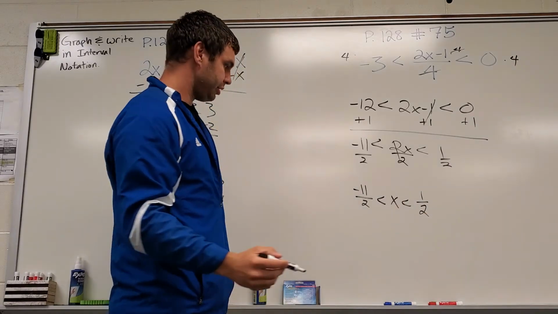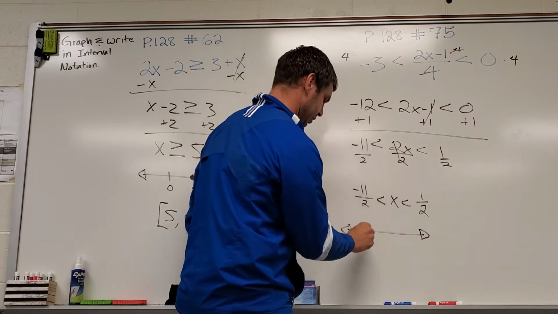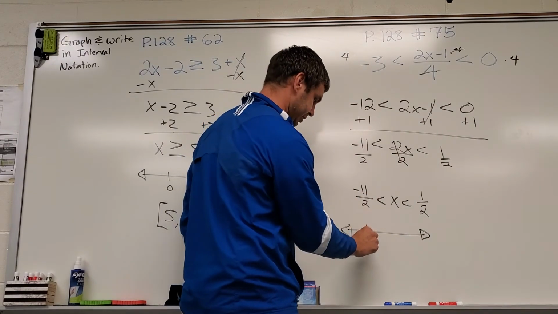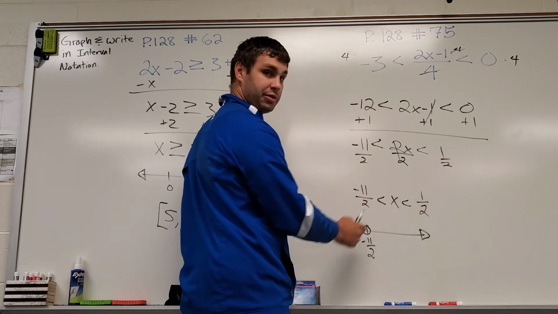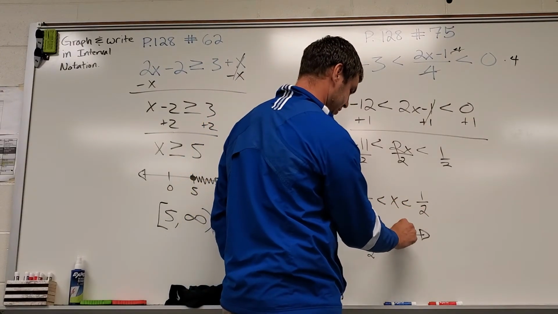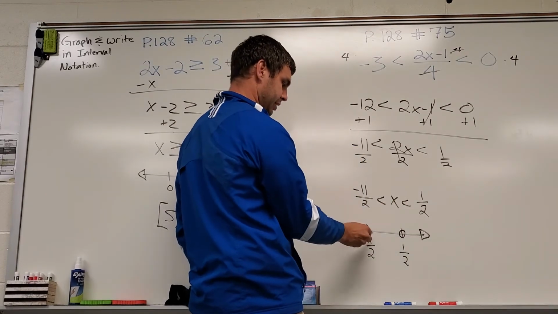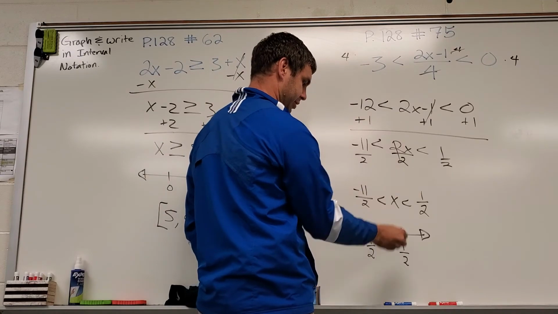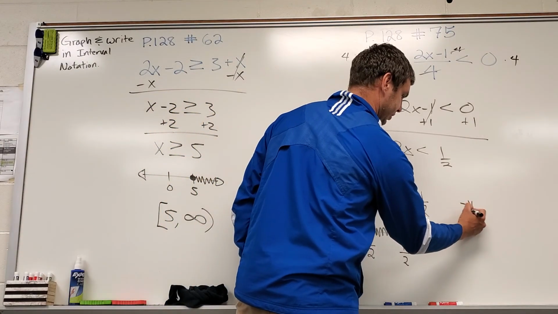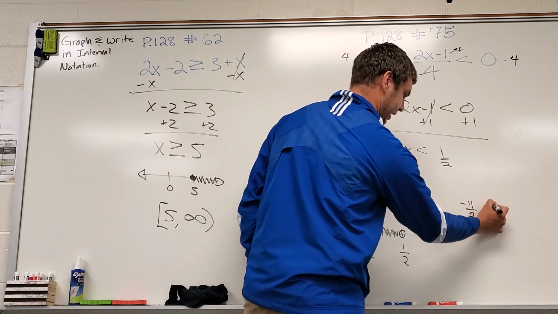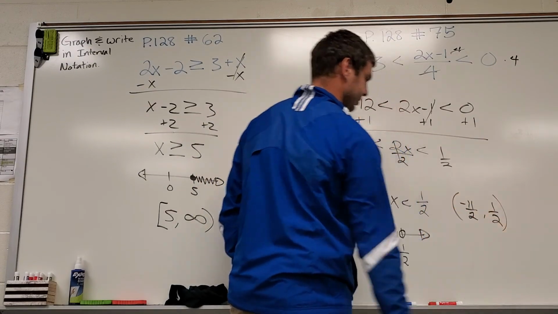All right, so the graph of this one, we have negative 11 halves on the left, and that's going to be an open dot, so there's no equal to sign here. This one is 1 half, again an open dot, and we're trapped in between there. Okay, so we can shade in the middle. The interval notation of this one is just going to be negative 11 halves going to 1 half, and since they're both open dots, they both get parentheses around them.